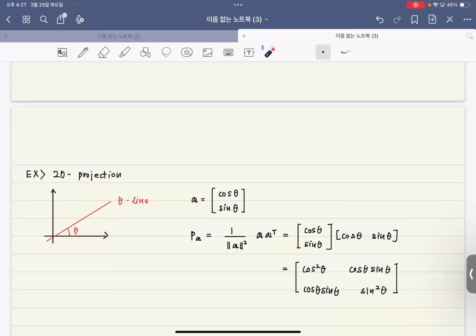Therefore, if we try to write a matrix representation of this projection map, it is 1 over a squared times a transpose, but a is 1, so we can simply ignore it. And a transpose is this, and if you just expand this, FOIL it out, then you get this matrix, which is precisely as before.